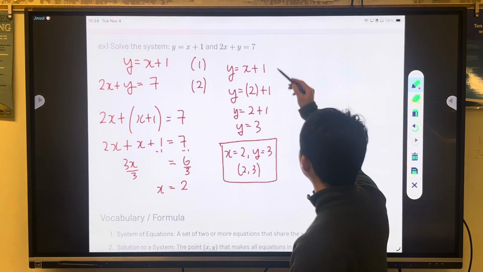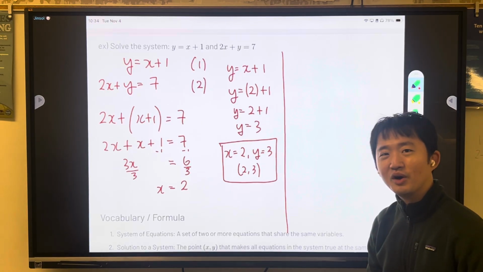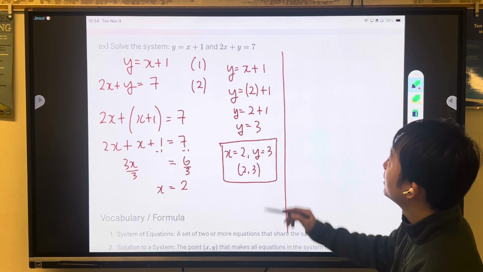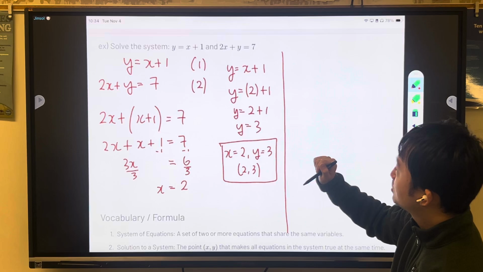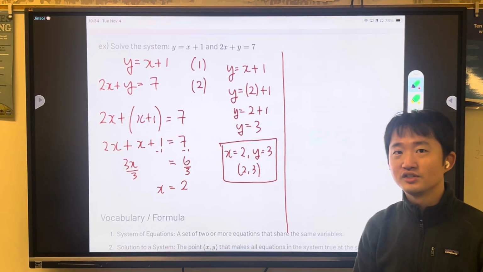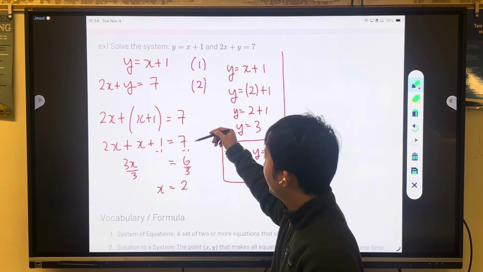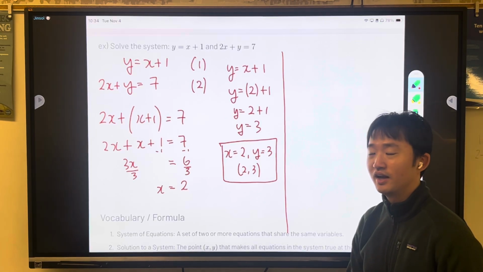Let me annotate it one more time. I will only annotate what I need to do. The same thing, we label the equations 1 and 2, and then we substitute the first equation into the second equation using the brackets. And then we solve the linear equation and we get x equals 2.